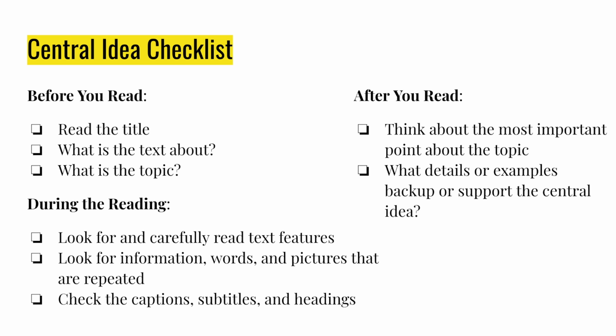What you should be doing during the reading, you should look for and carefully read text features. Look for information, words, and pictures that are repeated. Check the captions, subtitles, and headings. So we talked about using these methods for both fiction and nonfiction texts. When we're doing a close reading, we need to constantly be analyzing the text features to observe what they tell us about the story. After you read, think about the most important point about the topic, what details or examples back up or support the central idea. Reflect on what you just read and absorb that information and think about what stood out most to you.